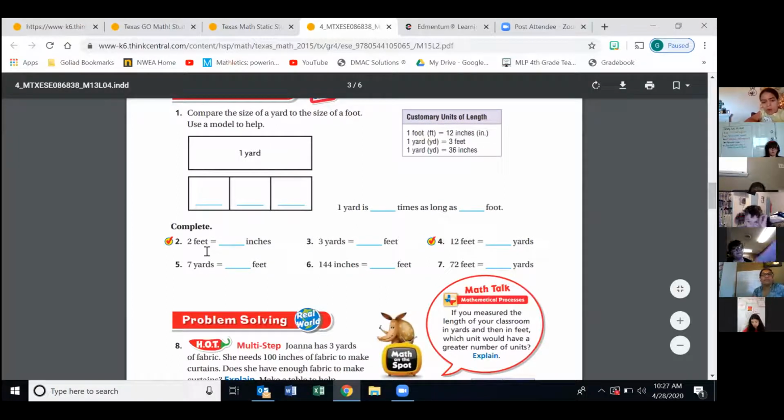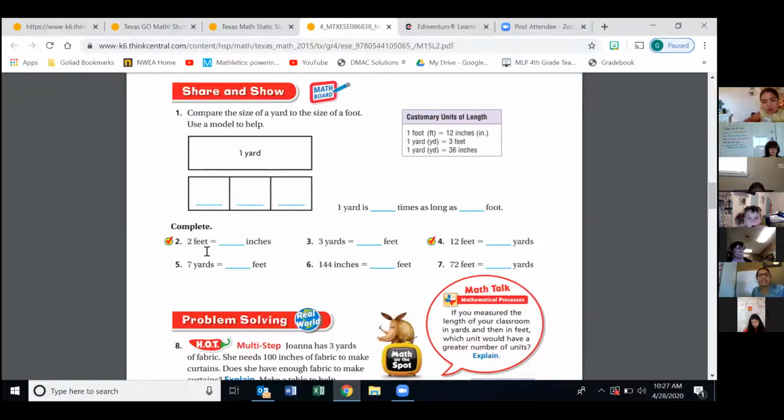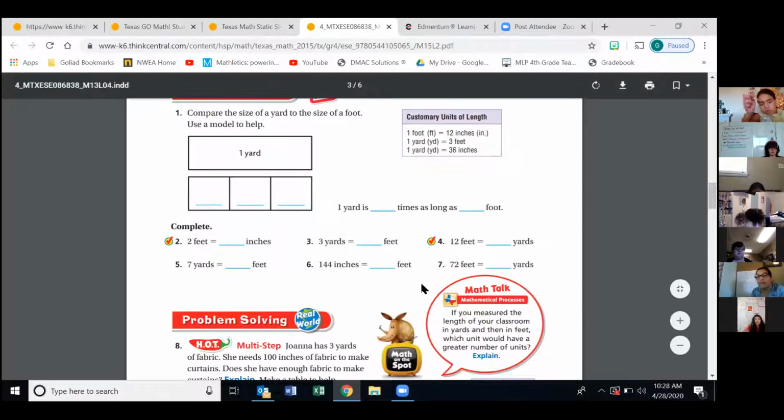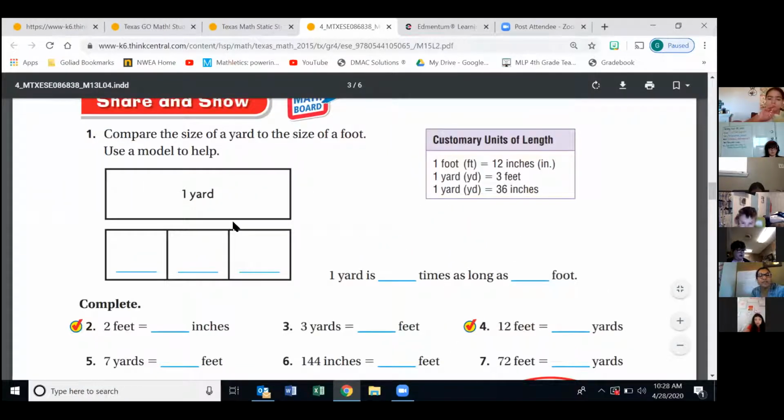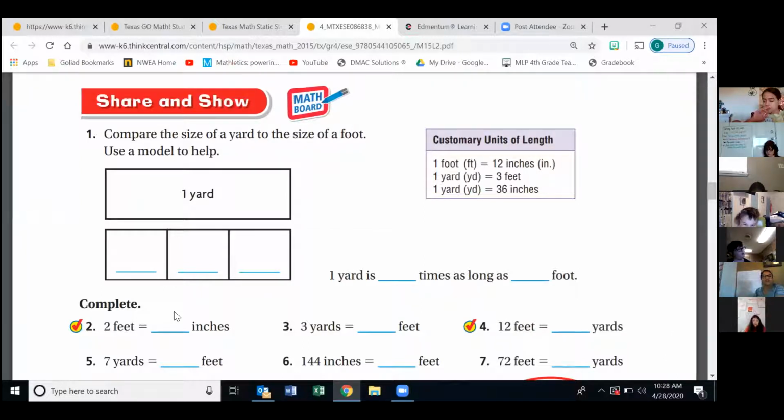Let's look at this next one. If you're going 2 feet equals how many inches? Go to number 2 right here where I have it. And it's 2 feet and how many inches, boys and girls? 24 inches. Good job, Layla. Was that Layla or was that Kayleen? Kayleen? It was Kayleen.